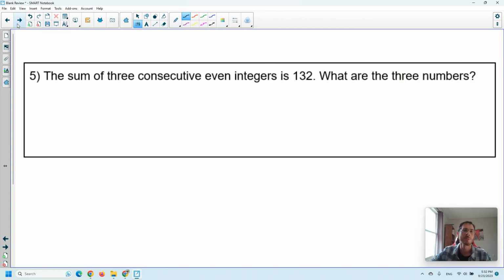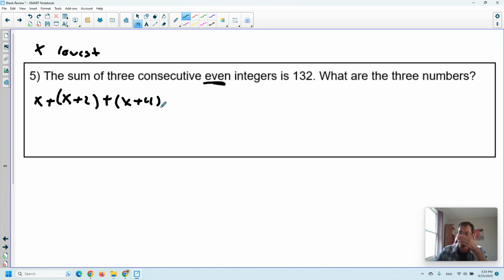Number 5, we've done a ton of these problems already, but the sum of 3 consecutive even integers is 132. What are the 3 numbers? Again, if we want x to be the lowest, we can do x, and since these have to be even, we're going to count by 2s. So x plus 2, and then another 2 is x plus 4. So again, whatever number this is, this is 2 more, and then this is 4 more than that. It has to equal 132.